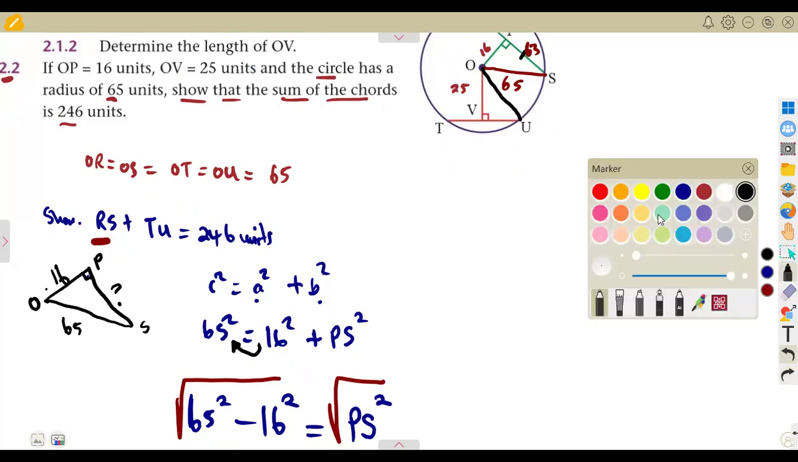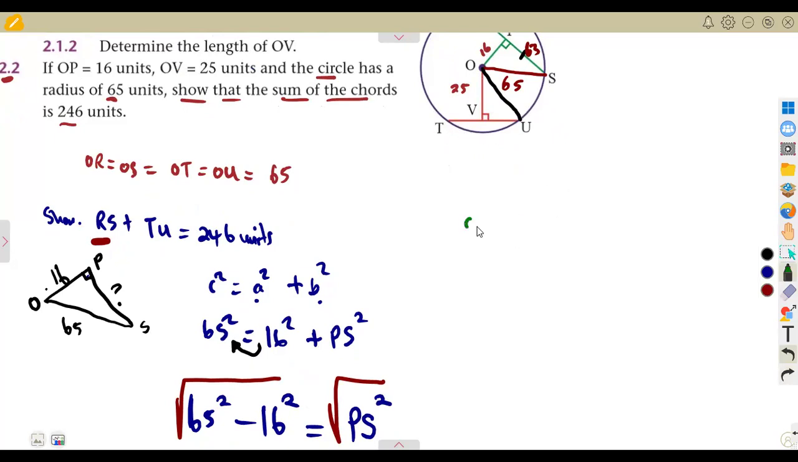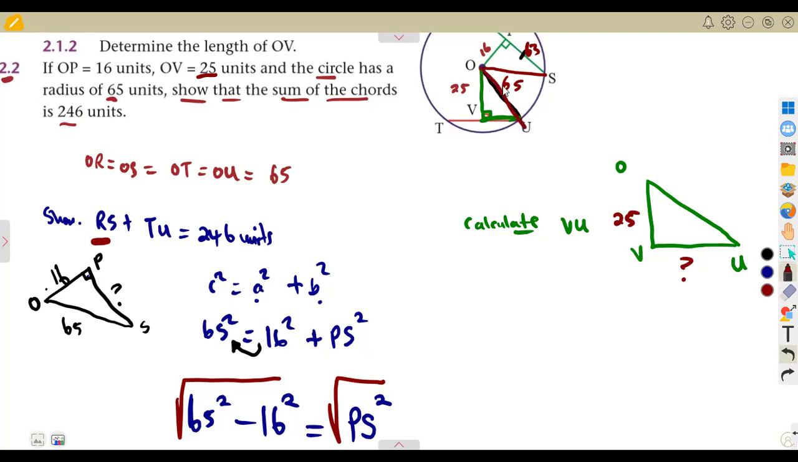So in this case, let us calculate. The first thing, we are going to calculate VU using this right angle. As you can see, we have a right angle triangle like this. This is O, this is V, this is U, and we have O to V. This time we were given O to V as 25 units, and we want to calculate VU, given that OU is the radius. OU is the radius, and it is 65.